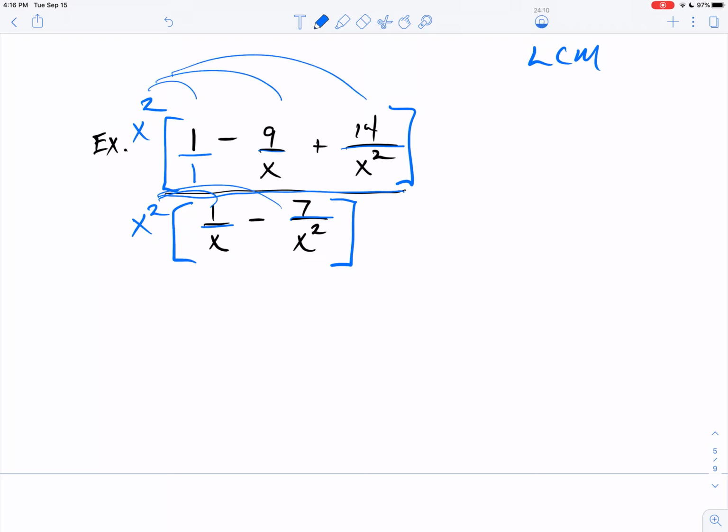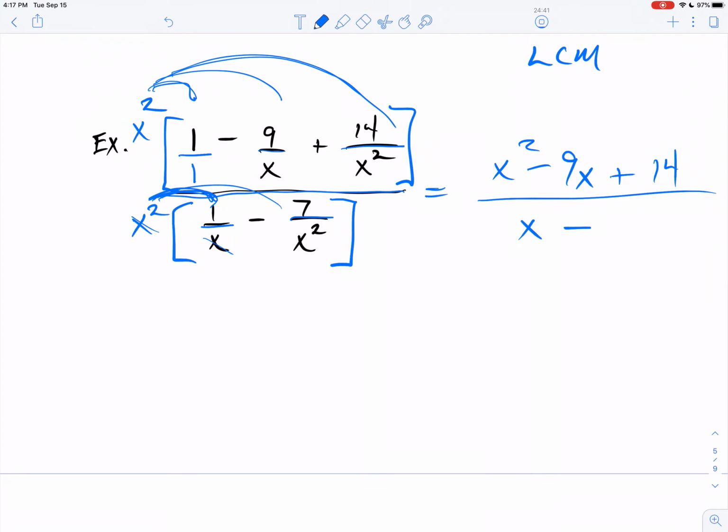So let's see, in the top one, x squared times 1, I get x squared. X squared times 9 over x, I get minus 9x. X squared times 14 over x squared, I get 14. There's nothing there to combine, but let's see what happens in the bottom. If I multiply x squared times 1 over x, one of these cancels one of those. I get x. And then I'll get a minus x squared times 7 over x squared. Oh, they're totally gone. I get a 7.